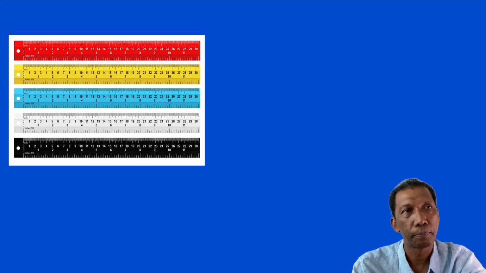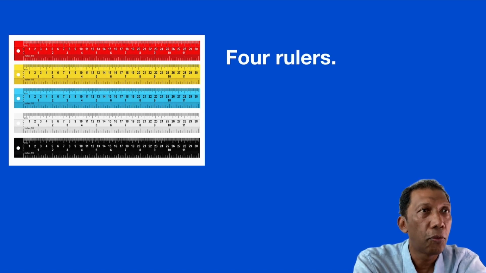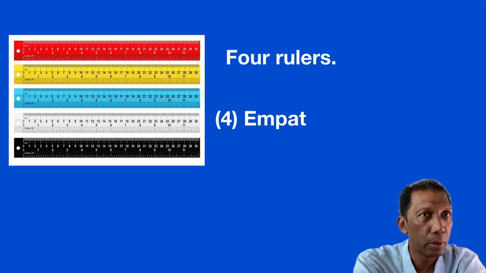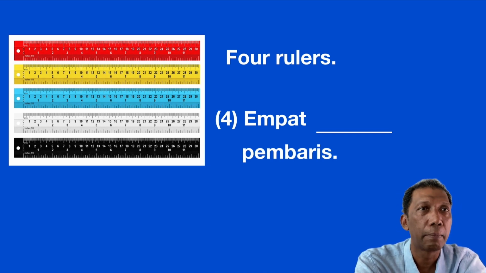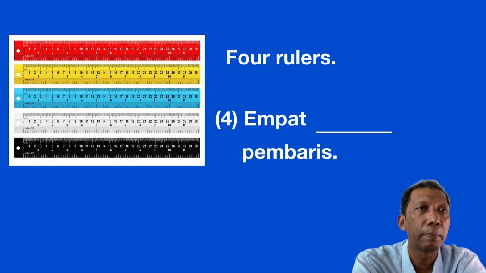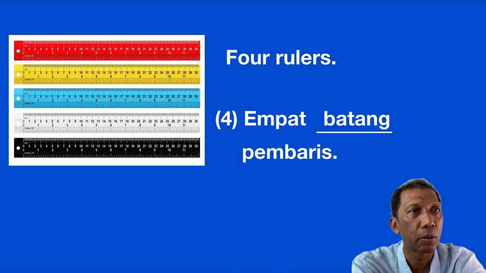How about this one? These are rulers. Right? Okay, 4 rulers. And in Malay it would be, remember, 1, 2, 3, 4. 4 is empat, and ruler is pembaris. Pembaris. 4 rulers. Okay, pembaris is ruler and it would be 4 batang pembaris. Yes, correct if you answered 4 batang pembaris.